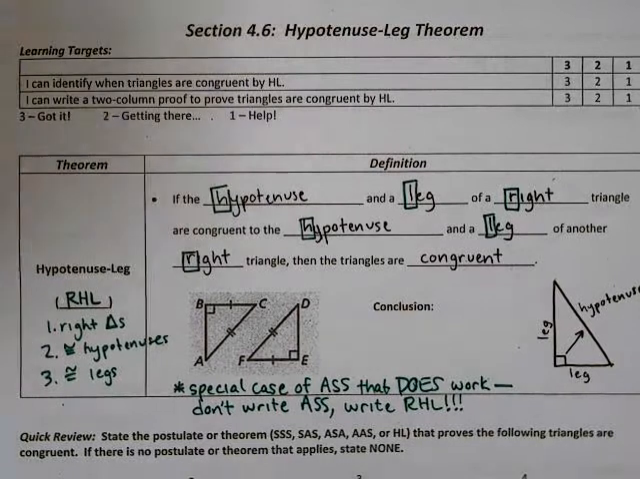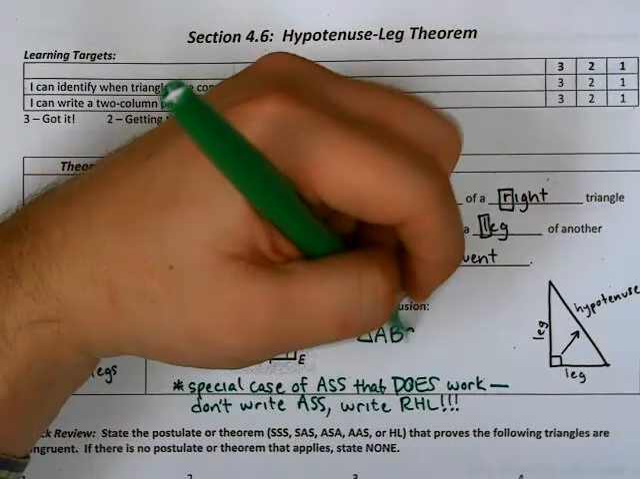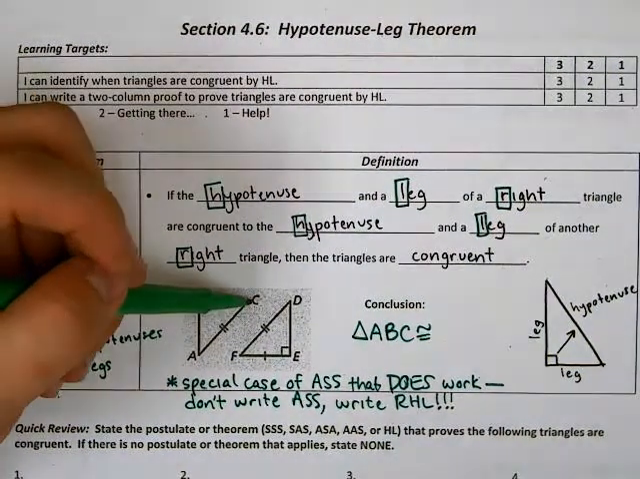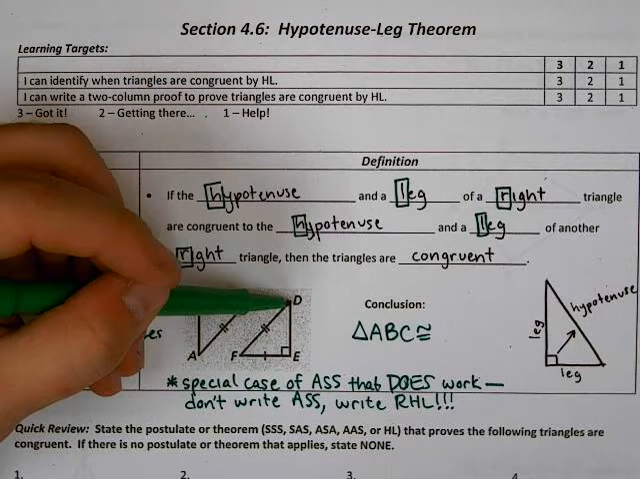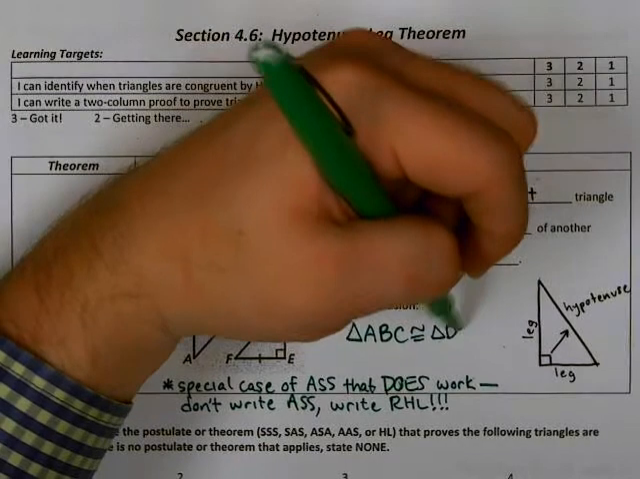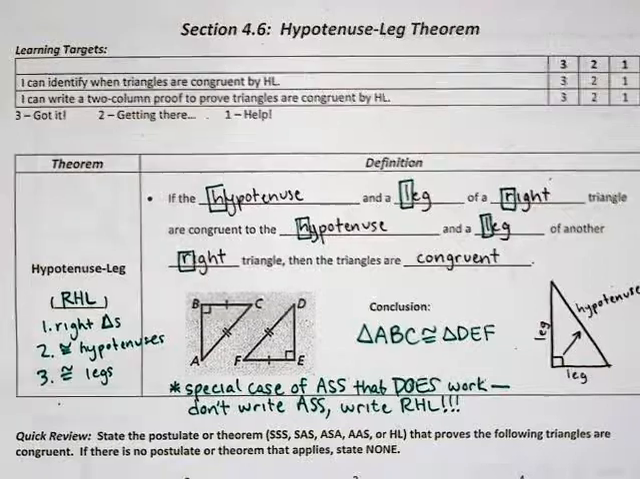We got to conclude. We got to say, well, if I go triangle ABC, right? I went from A to B to C. That means I would have to go from D, the unmarked one, to E to F. Okay, so D, E, F. All right? Cool.